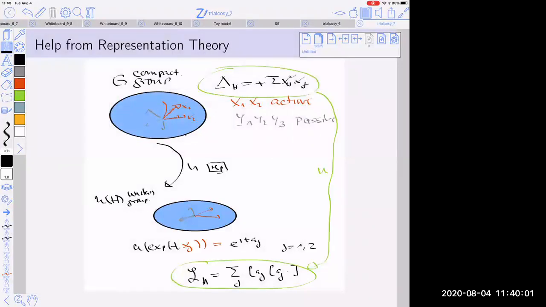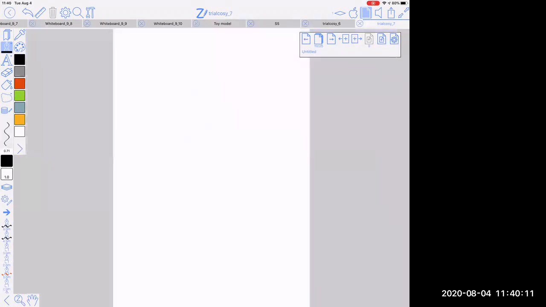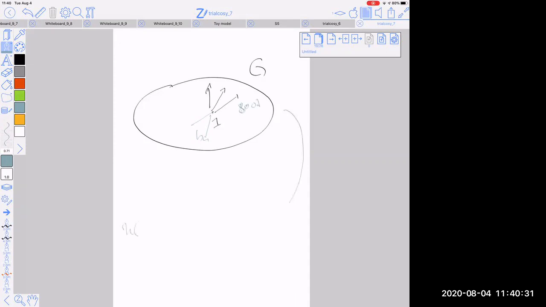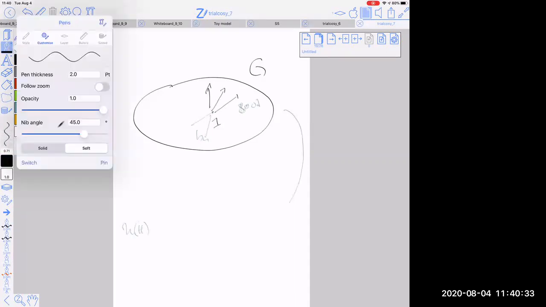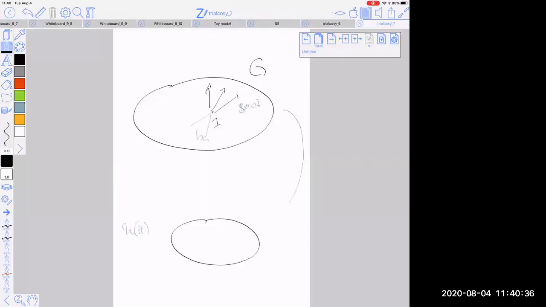So then we need some help from representation theory. Yeah, I have to explain that. So let me just do this. We start with a nice group. It's my nice group, and we take the unit here, and then we have a certain number of good directions and a certain number of bad directions. So these are the bad ones, and these are the good ones. And then we take this group and send it to the unitary group of a Hilbert space. So this is another group.